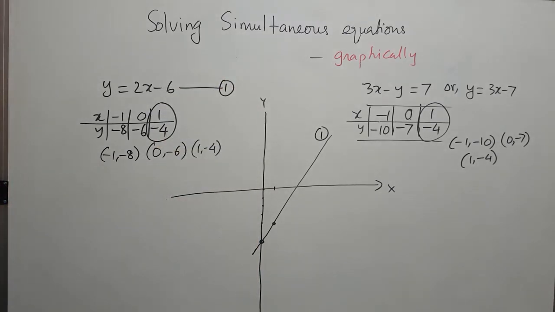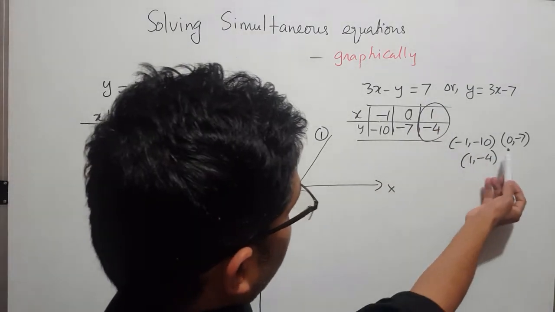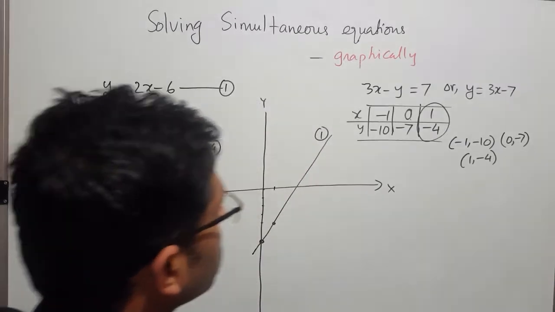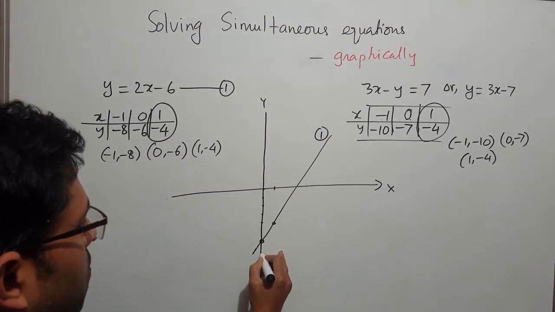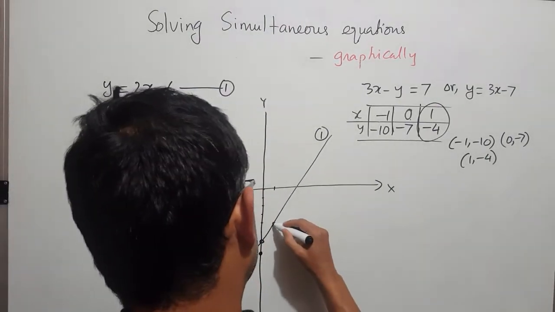So first line. And now, if I want to draw the second one, maybe I can use another 2 points. It doesn't matter which 2 points you are taking. 0 minus 7 is somewhere here. And then another point is 1 minus 4 is here.